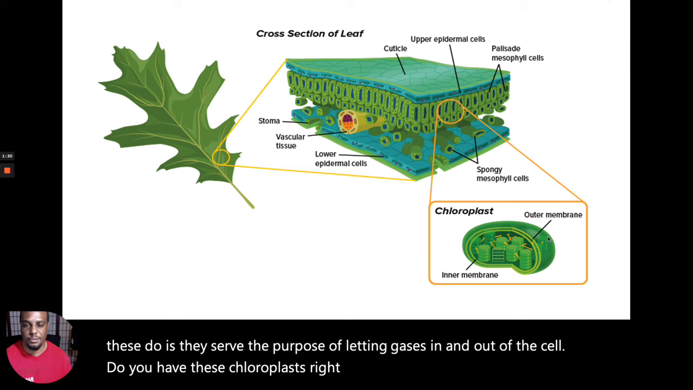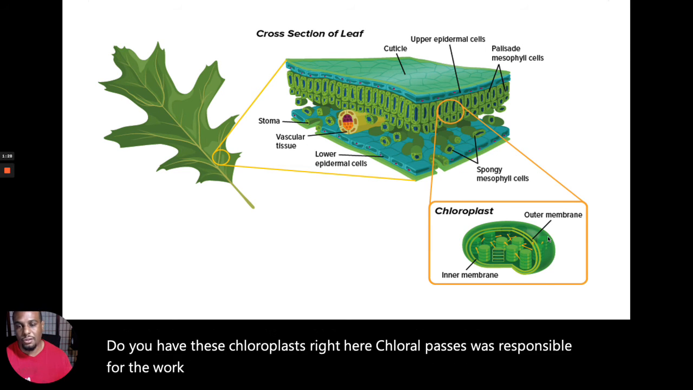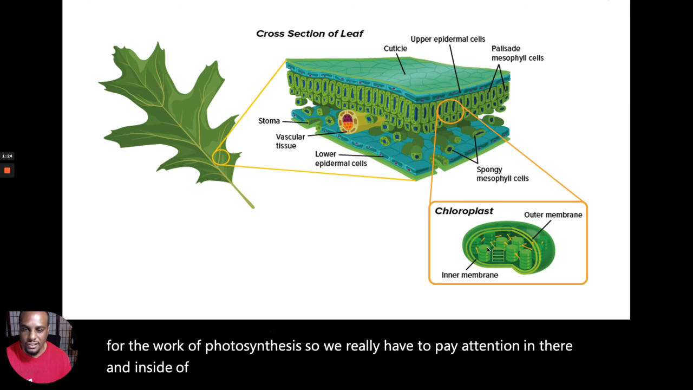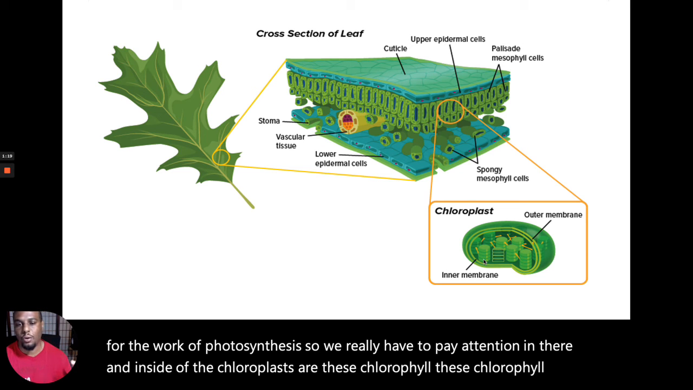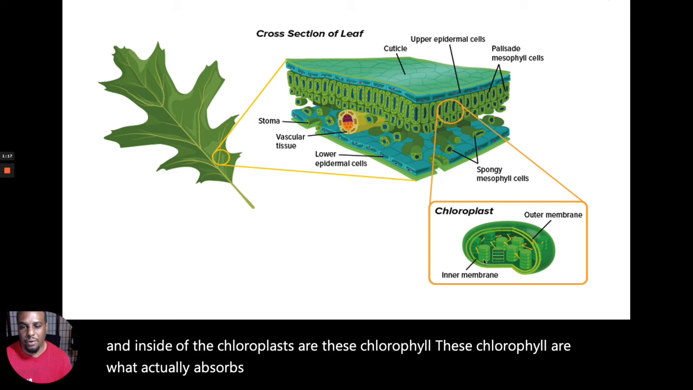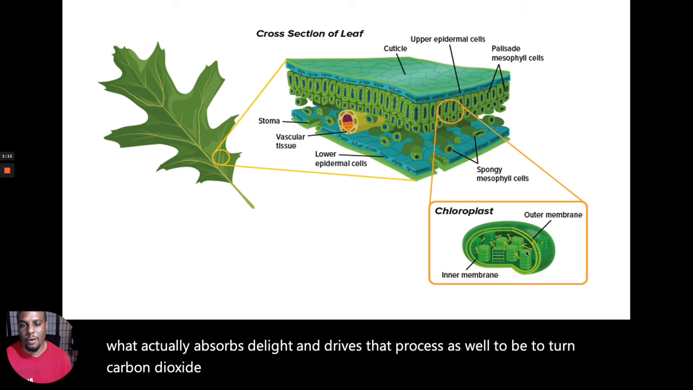Then you have these chloroplasts right here. Chloroplast is what's responsible for the work of photosynthesis. So we really have to pay attention to that. And inside of the chloroplast is chlorophyll. The chlorophyll is what actually absorbs the light and drives that process as well to turn carbon dioxide and water into carbohydrates or sugars or glucose. Okay, so that is in a nutshell the process.